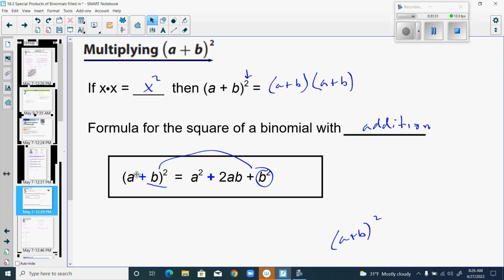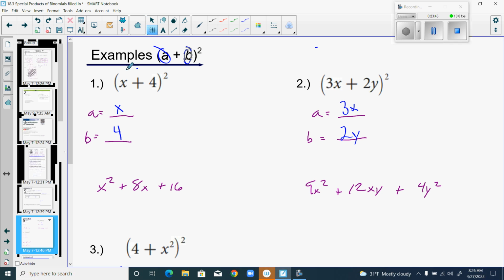All right, so if you recognize that pattern, if you see problems like this on your quiz, wink, wink, nudge, nudge, you can save a whole lot of time by just recognizing the patterns and going ahead and writing out your answer.